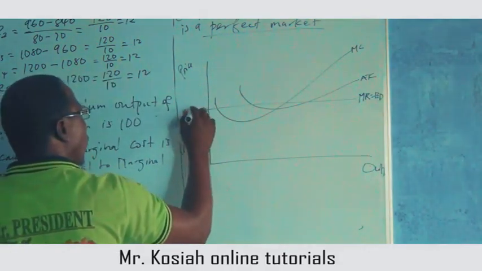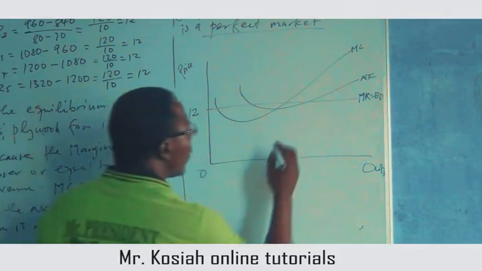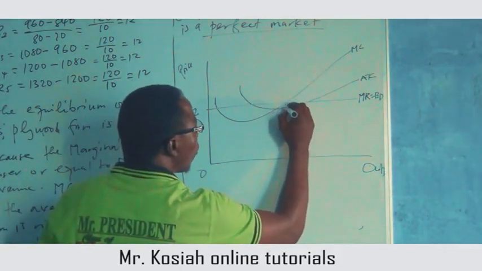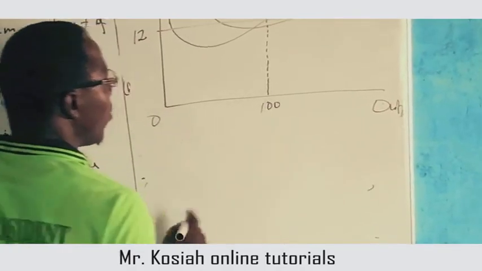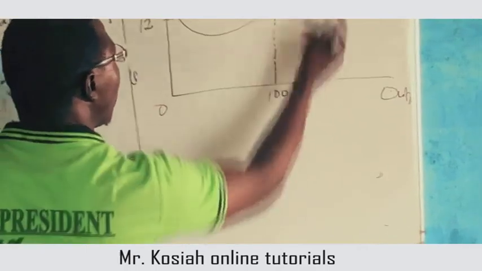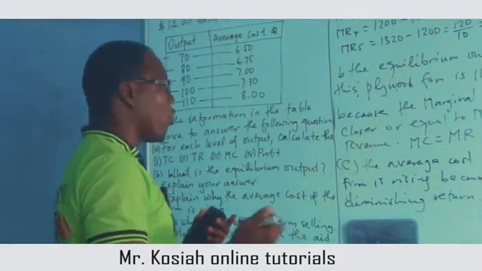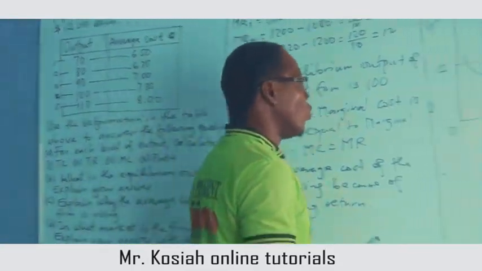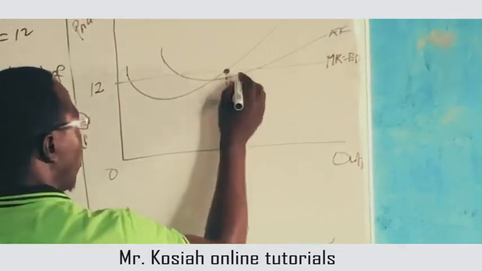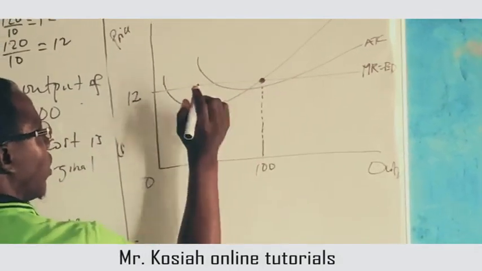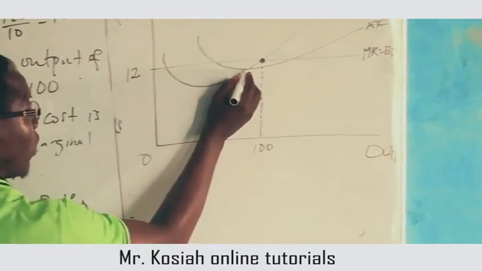And here we have a price of 12. So like I told you, this is the equilibrium we are talking about. This is somewhere we told you is 100, because this 12 was closer to that. So this is the explanation of this firm as per this graph. This is the equilibrium area, and this is where the firm is maximizing.